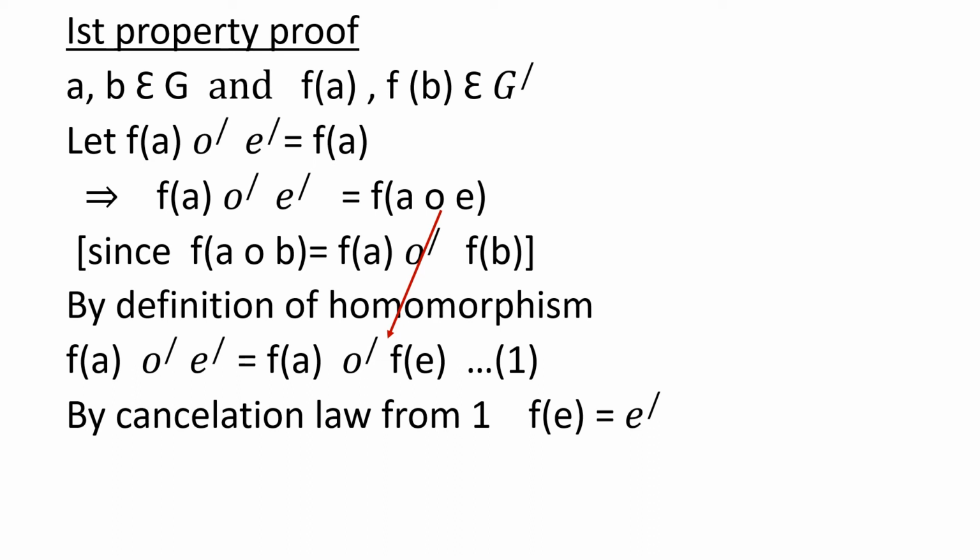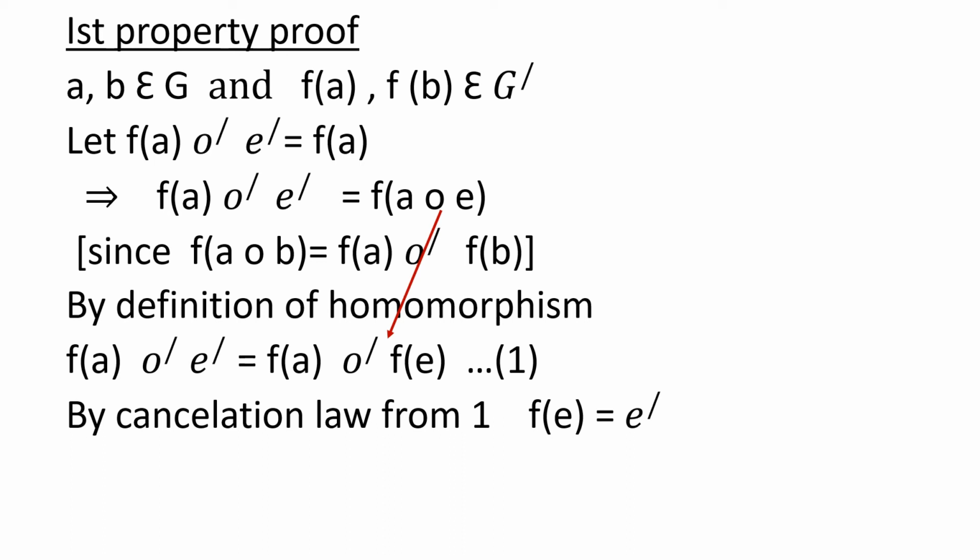So if you see this line, by the cancellation law, f(a) will be cancelled from both sides. What will be left is f(e), which will be equal to e'. This we wanted to prove. This was the first property.